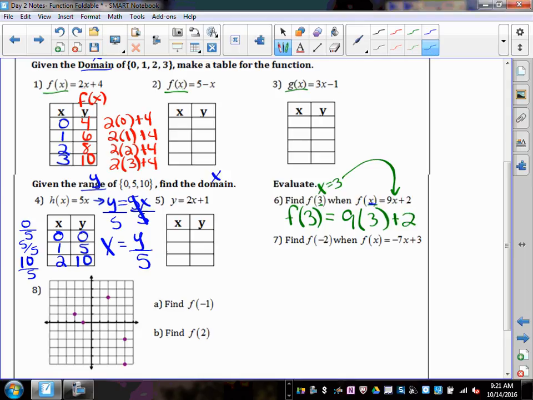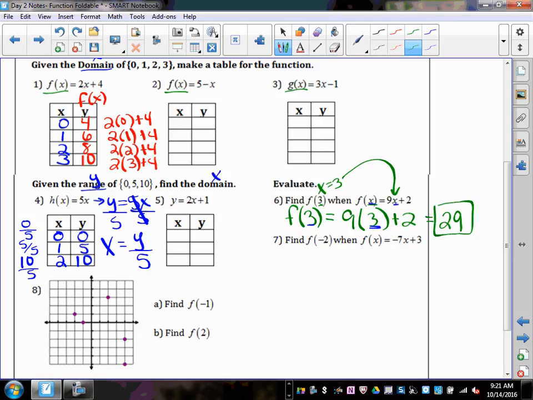F of x, here's x. F of 3, here's 3. I'm just replacing x with 3. So f of 3, my y value when x is 3, equals this. Well, we know what that actually is. What's 9 times 3? Good, 27. What's 27 plus 2? 29. So f of 3 equals 29.